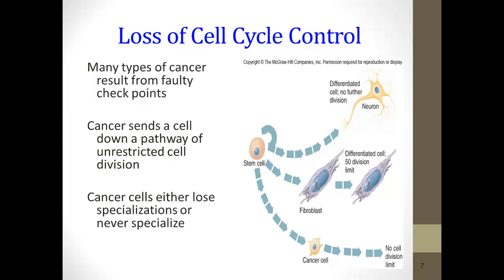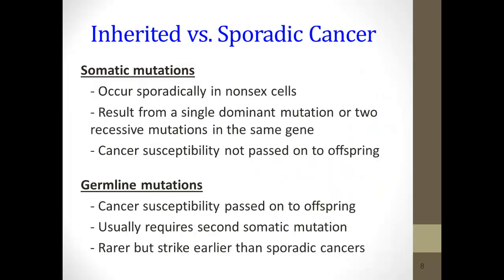So there is a loss of cell cycle control. Many types of cancer result from faulty checkpoints. The cancer cells spread down a pathway where there is unrestricted cell division, which means these cells don't have to go through these checkpoints. Cancer cells can either lose specialization or they never really specialize. And this again visually shows you how a cancer cell could develop.